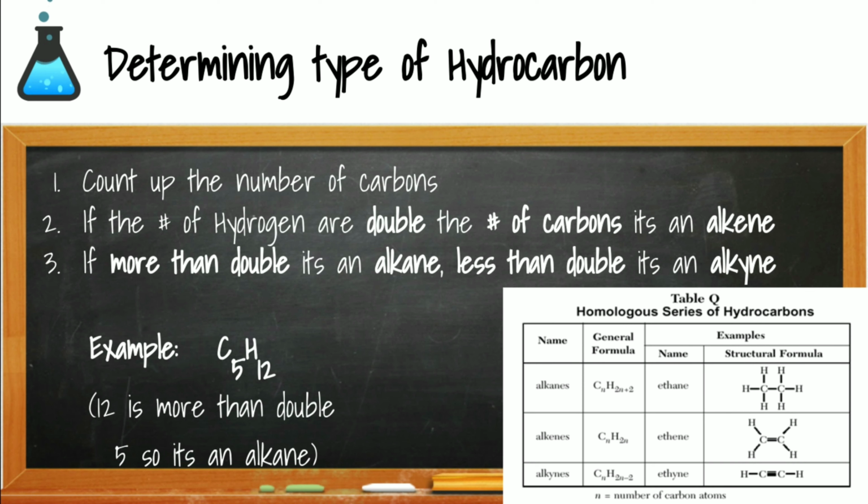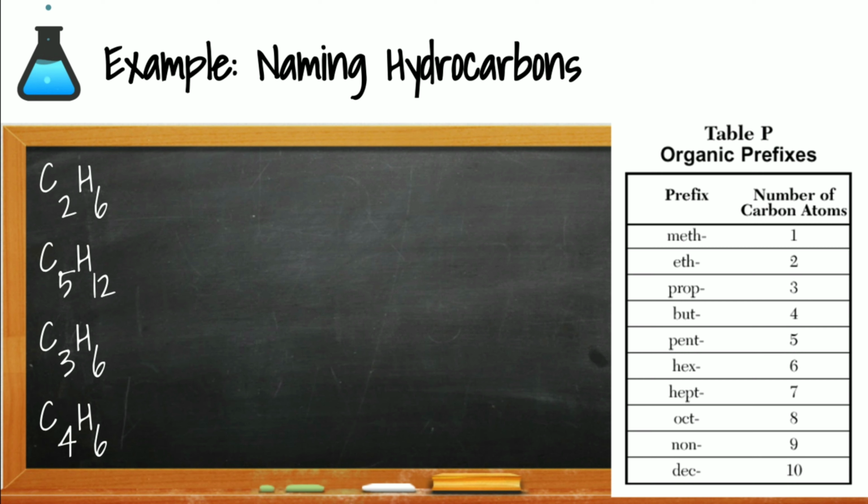So when we look at this general formula, we have C5, so that's pent. And then we have 12 is double plus 2. So this is an alkane, so this is called pentane. So here, let's do a couple examples together. So in the first example, we have 2 carbons, that's eth. The second example would be pent. The third will be prop, and the fourth will be but.